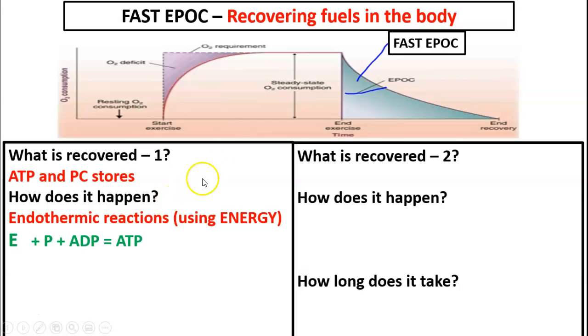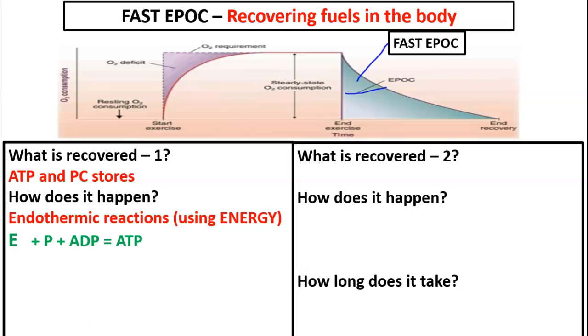If we look at ATP first, we've got to use the E that we have now because we've started recovery, plus P plus ADP equals ATP. Hopefully you can see how that works. That should be relatively straightforward. Because we're recovering, we're using the energy we now have, plus the spare phosphate, plus the ADP to equal ATP.